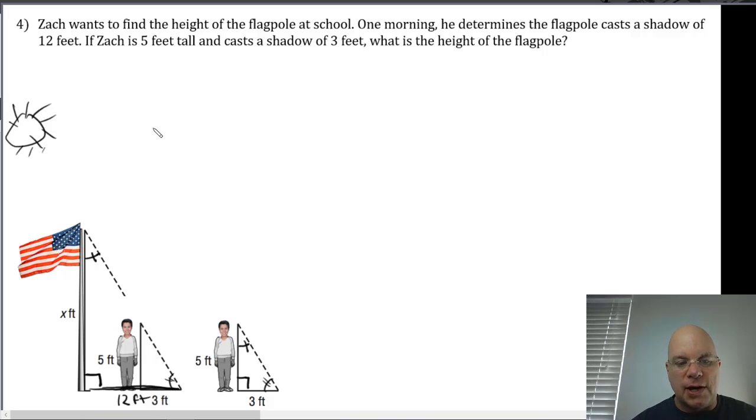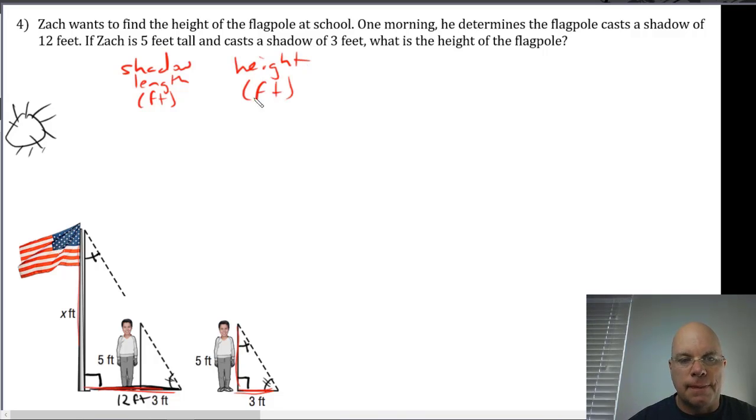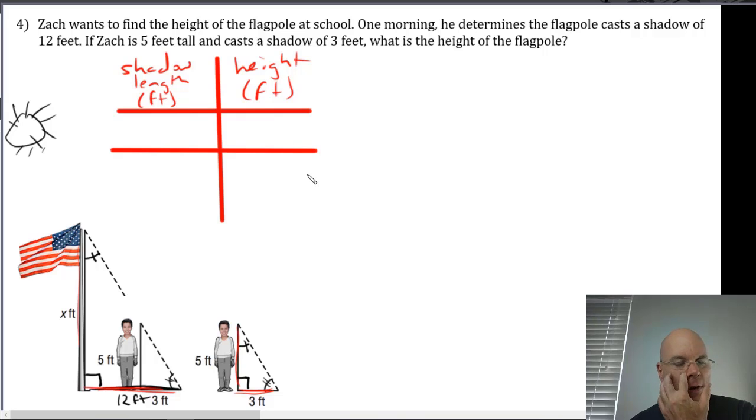So if you compare corresponding sides, like if I compare the shadow length, this shadow length to this shadow length, and then this height to this height. In fact, you could make a ratio table: shadow length, which is given in feet, to height, which is also given in feet. If you fill in this ratio table, then you can set up your proportion and you should be able to solve for the height of the flagpole. Why don't you try doing that during the pause and come back and see how you did.